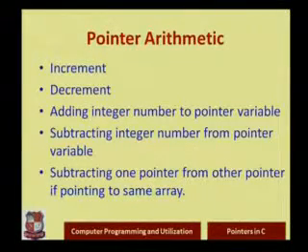Now, which arithmetic operations are possible with pointers? I can increment a pointer, I can decrement a pointer, add an integer number to a pointer variable, subtract an integer number from a pointer variable, and subtract one pointer from another pointer if they point to the same array. Now what are these operations? So let us see.